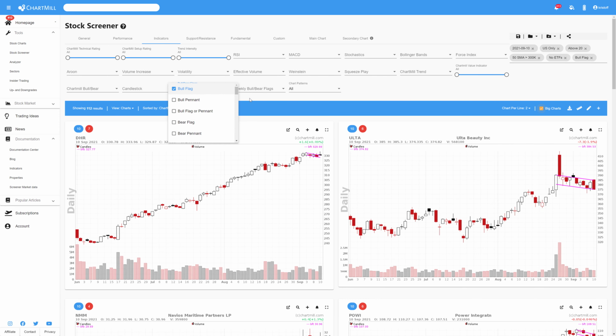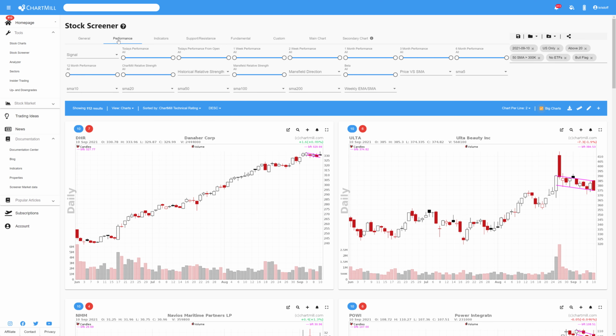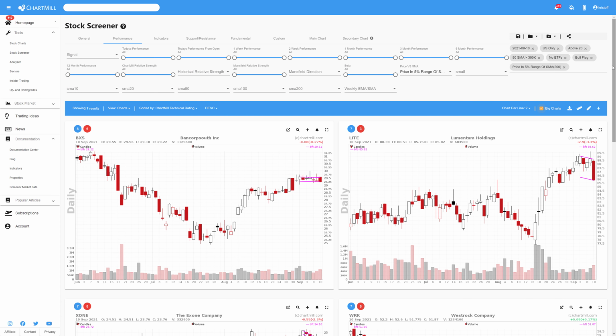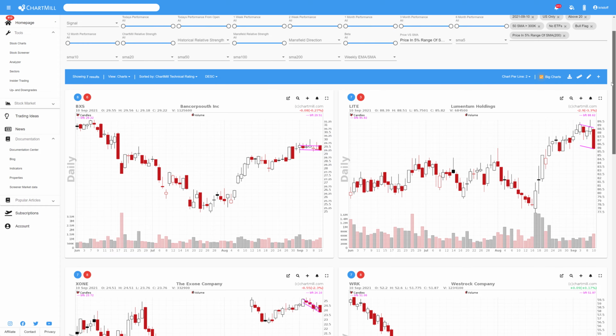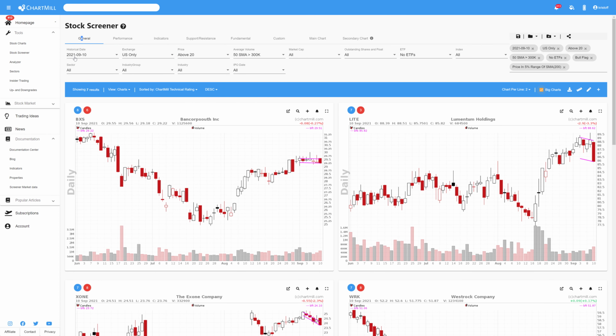With these filters, ChartMill showed me 112 candidates, and to further refine these, I then added another price filter: price versus SMA, price in 5% range of SMA 200. So I ended up with only 7 results. I have set the historical date to the 10th in the screener, so these results are exactly the same as on the 10th of September.